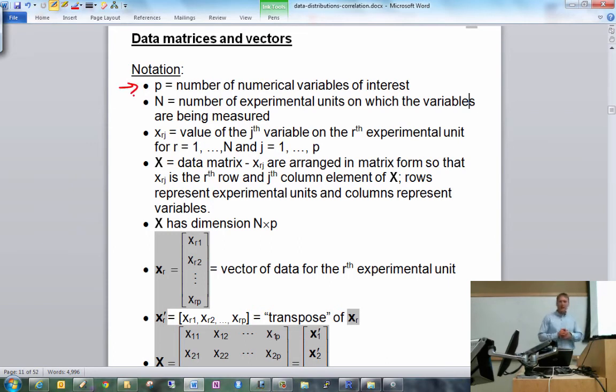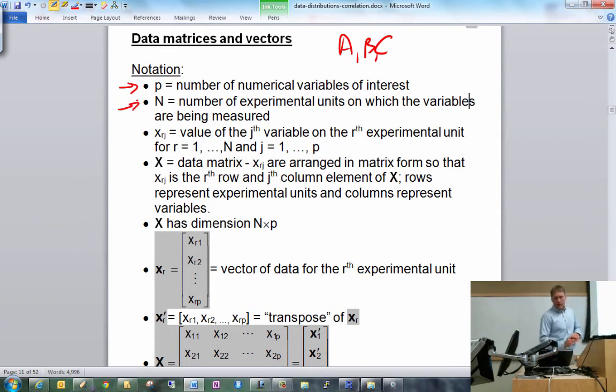P is always going to be the number of numerical variables of interest. Let's say you have a situation where you have a qualitative variable that has levels of A, B, and C. Well, what you got from another class before is to represent that in a data set numerically, you would create 2 indicator variables for that. So while there's 1 qualitative variable, there are actually 2 indicator variables, and those 2 contribute to your overall P. Okay?